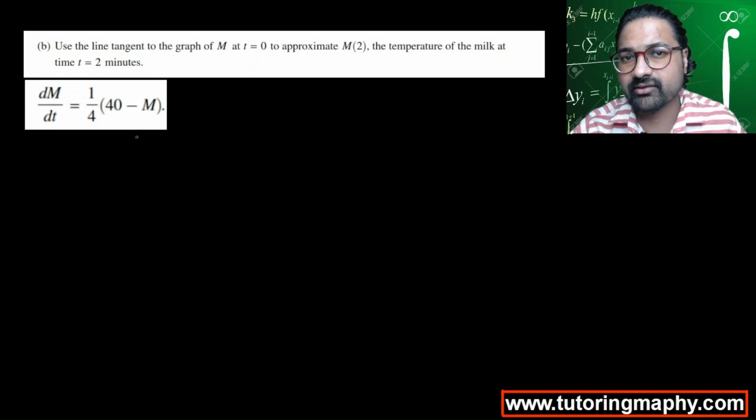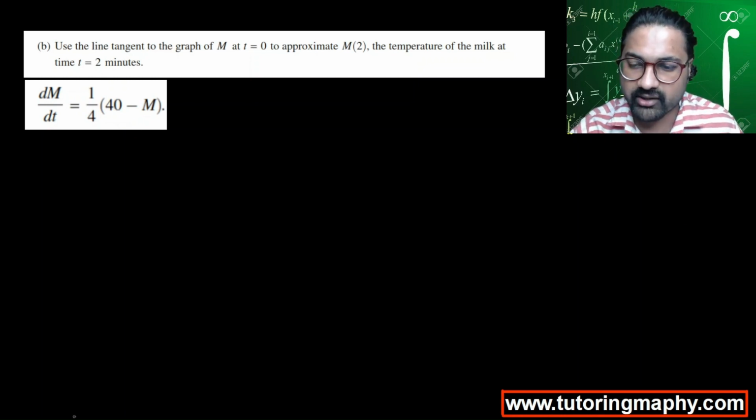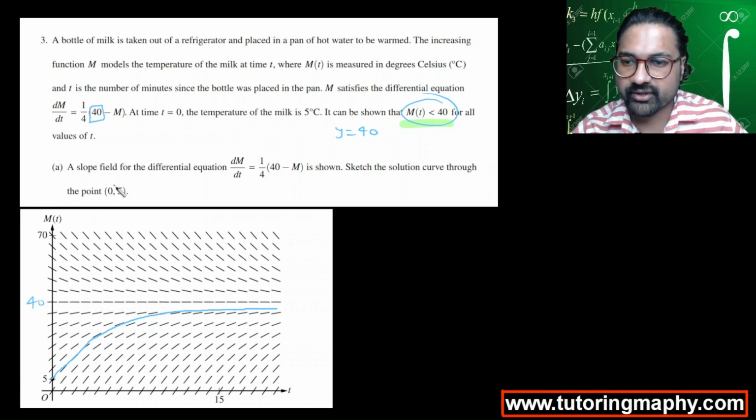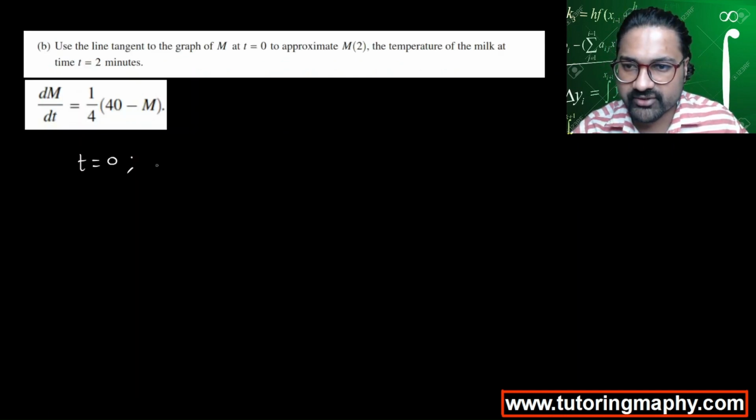So this is the linear approximation, tangent approximation, known by a couple of names. But all we have to do is find the equation of the tangent at t equal to 0, and we very well know that at t equal to 0 the value of m is 5, because (0, 5) is a point on it. So this is the so-called point.